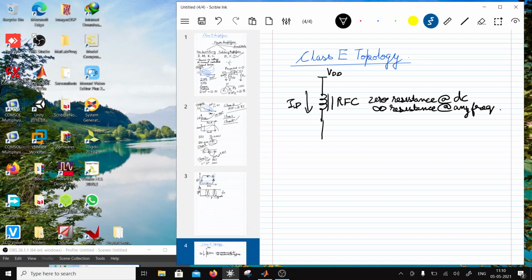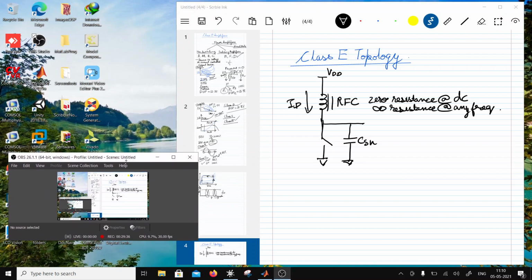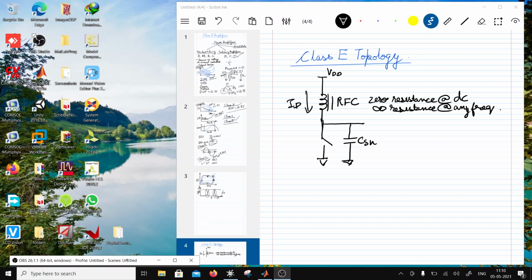After that I am going to put this current through a switch. So basically a class E topology is going to chop the current. It's a current chopper, and then I am going to have a shunt capacitor. So I have a shunt capacitor, then I have an inductor and a capacitor and a load. So this is CS, this is LS. So this is voltage mode class E. If you have a dual of this, it is a current mode class E.